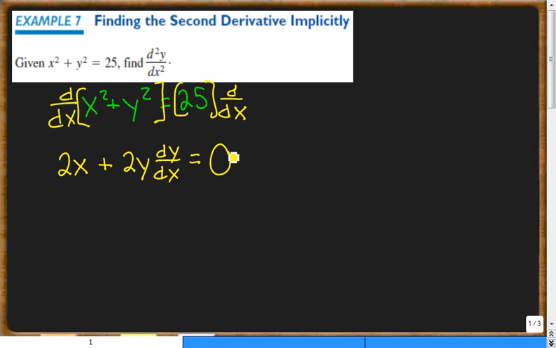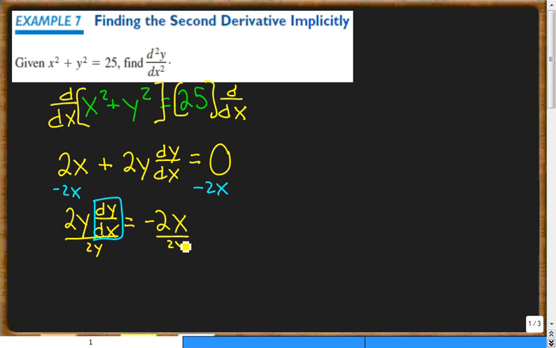Now we are supposed to solve for dy/dx, so my first step here is to subtract 2x from both sides, because I want to get my terms with dy/dx by themselves. So you get 2y dy/dx equals negative 2x. Then I divide each side by 2y, and I get dy/dx equals negative 2x over 2y. So this is y prime, the first derivative. Now I need to go about finding the second derivative.